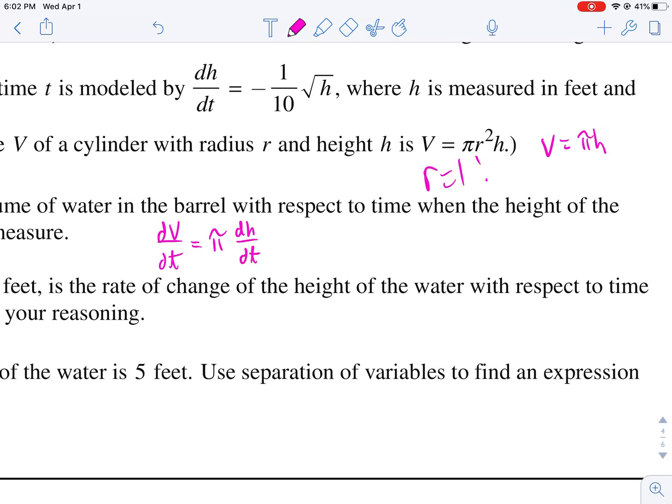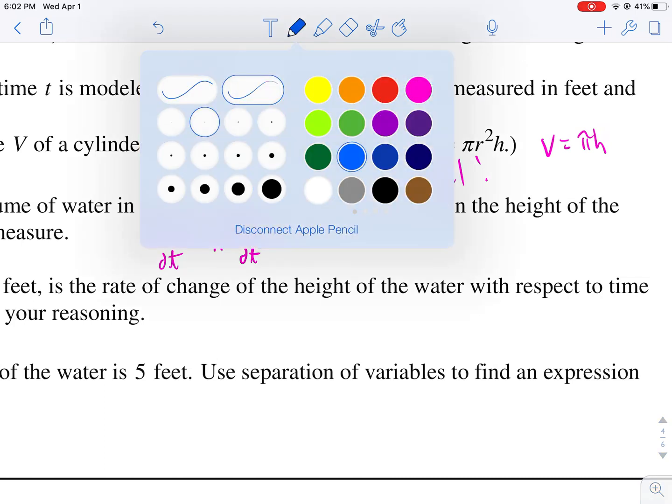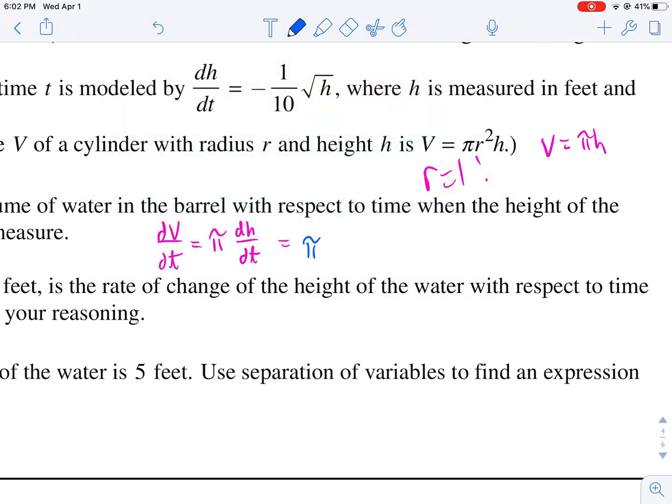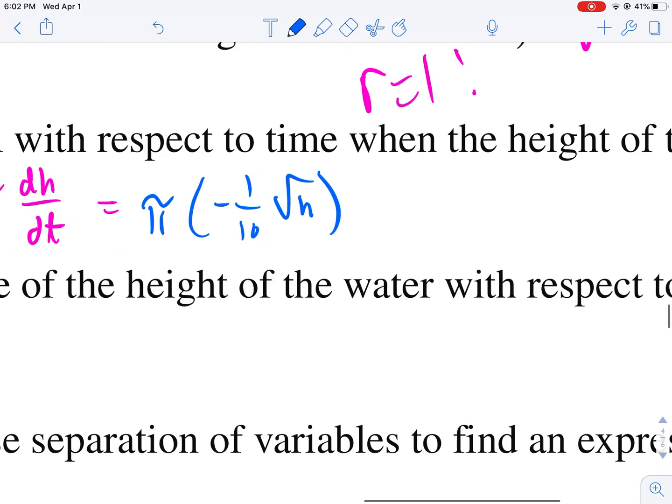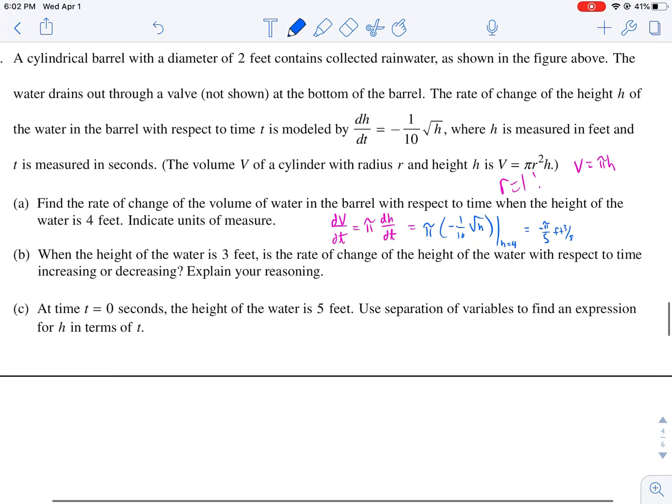Okay, dh/dt, though, is this thing. So this then equals pi times negative 1/10 radical h. And it says when the height is 4, so now we plug in 4, evaluate this at h equals 4, and when you simplify that, you should end up with negative pi over 5, and then it's rate of change of volume, so it's feet cubed per second for our units. Make sure you're focusing on units and getting those correct.